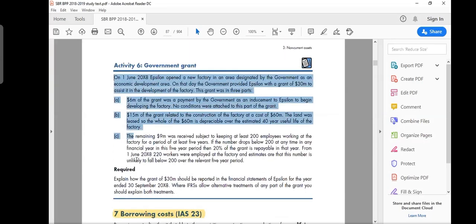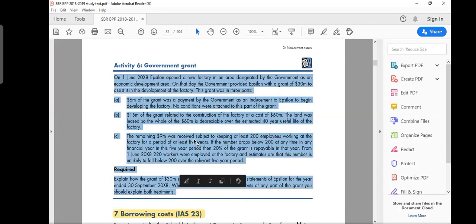There is one simple activity exercise. You can read it. It's not something very difficult. So we wouldn't be spending a lot of time on this government grant. I'll skip it, and you can see my PowerPoint slides.